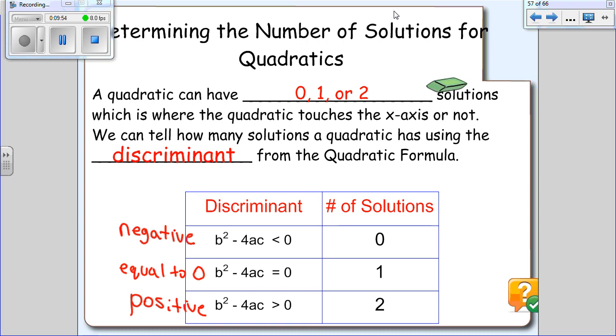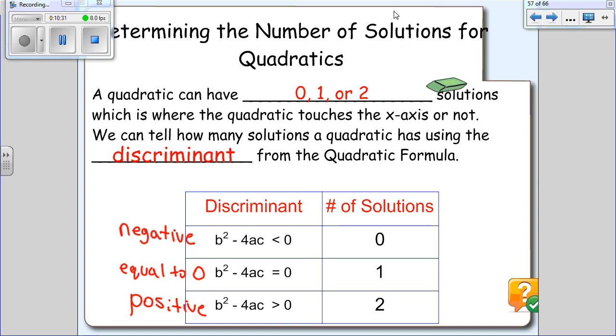Do you know where those solutions are going to be? If I said the discriminant is 100, okay, that's positive. That means I have two solutions. Do I have any idea where they are? You don't. You have no clue. It's just telling you how many there are. So make that very clear. It's only telling you how many solutions. It's not telling you what the solution is. You would still have to do all the calculation to figure out what it actually is. Does that make sense?